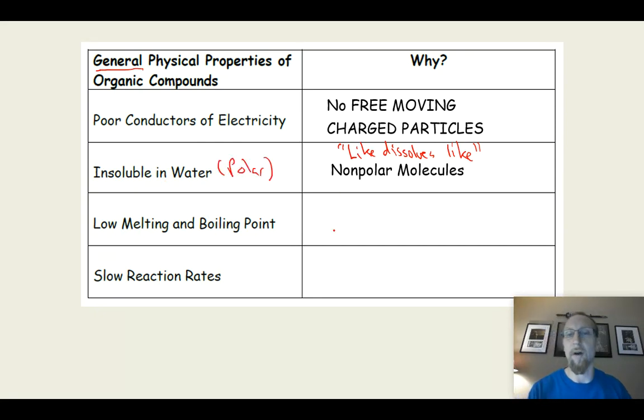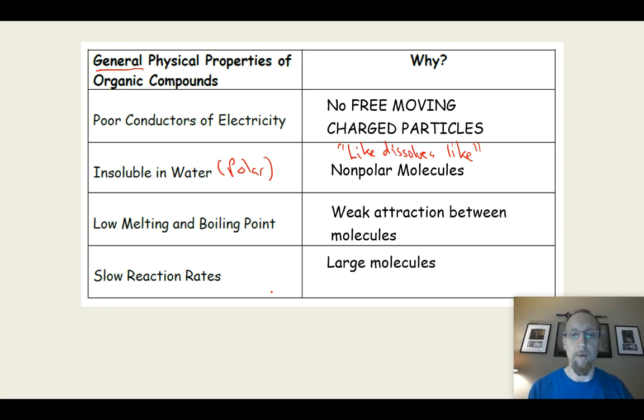So a lot of our organic compounds are going to be nonpolar, so they don't dissolve in water. They tend to have low melting and boiling points because, again, remember, if we're dealing with nonpolar molecules, those tend to have weak attractions between molecules. If you think back to our intermolecular forces, our symmetrical nonpolar molecules have weak attractions between them because there are no poles pulling them together, no opposites attracting, right?